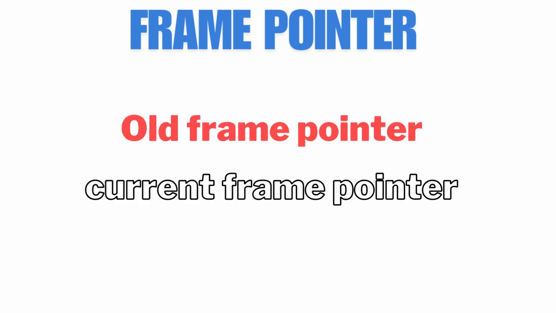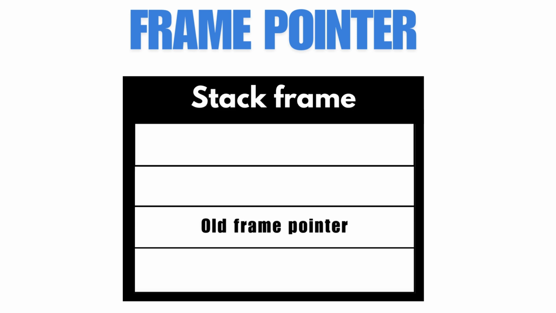There are 2 kinds of frame pointers which can be a bit confusing. So let us differentiate between the 2. The first frame pointer is the old frame pointer. Every function has a stack frame, and each stack frame always has an old frame pointer. The old frame pointer allows the function to return to the calling function once it has finished executing.